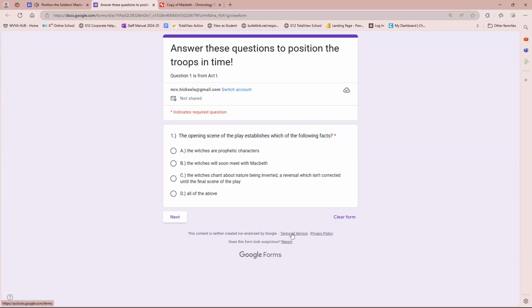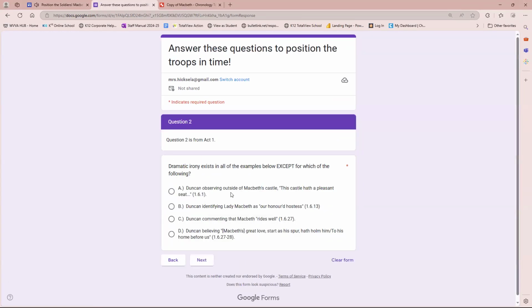In the opening scene, the play establishes which of the following facts? The witches are prophesied to soon meet Macbeth, and they chant about nature being inverted. All of the above. And I'm thinking if you get it wrong, it tells you so, and it won't let you go. So you have to get it correct.